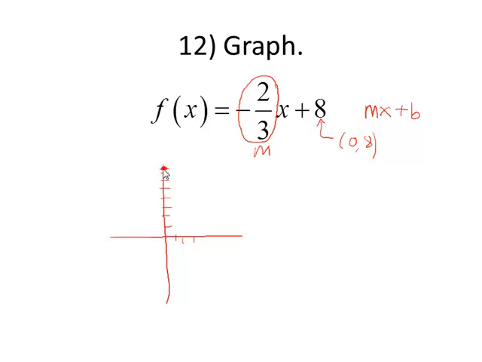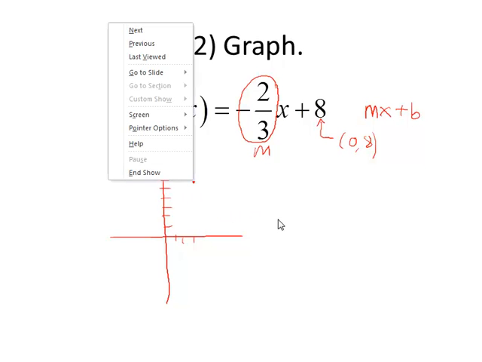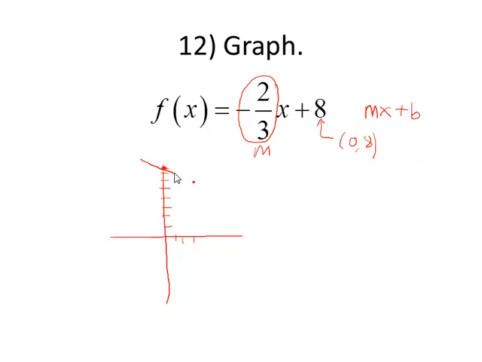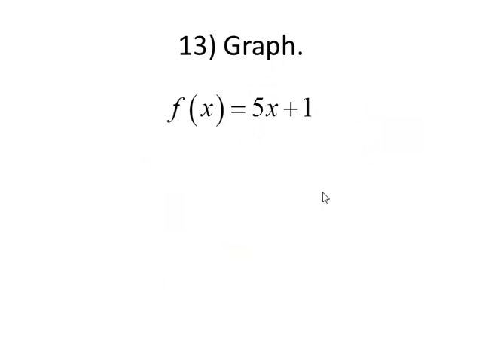We're going to have a point at 0, 8, and then because our slope is negative 2/3, we go down 2 and 3 to the right. And then we just draw the straight line that goes through those 2 points. Another one, same idea. Start at 1 on the y-axis, and the slope here is 5, so that means up 5, 1 to the right.